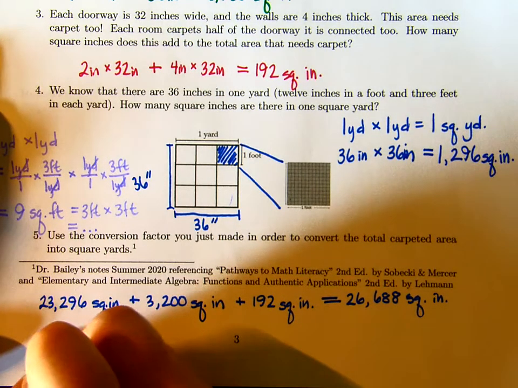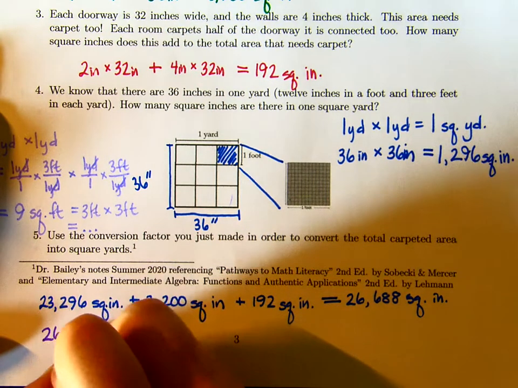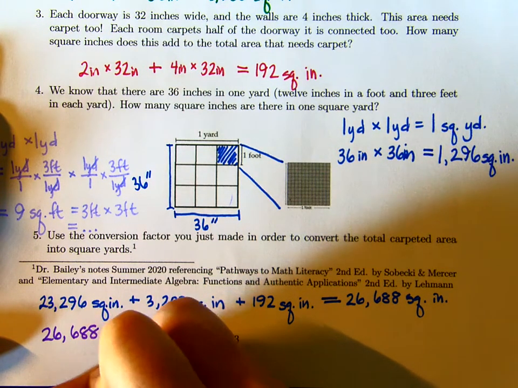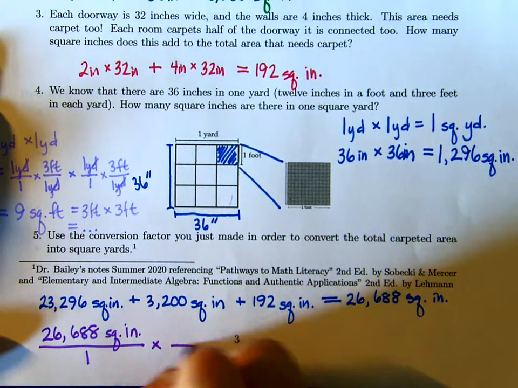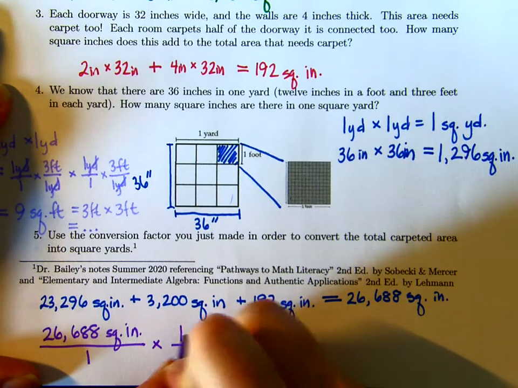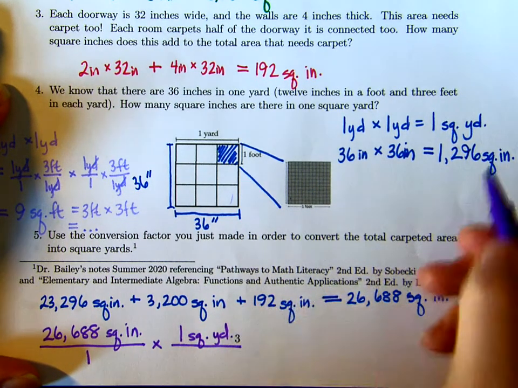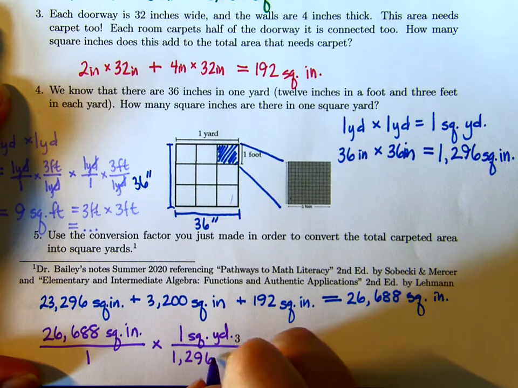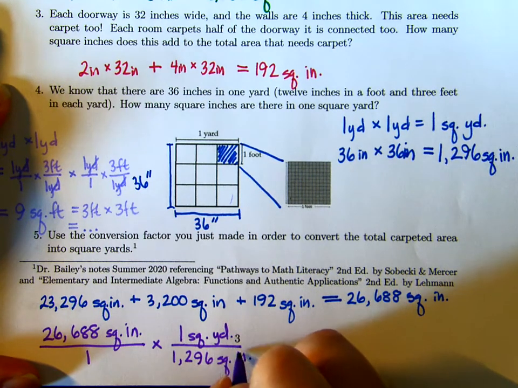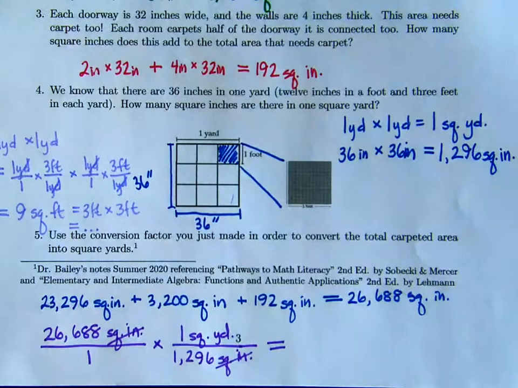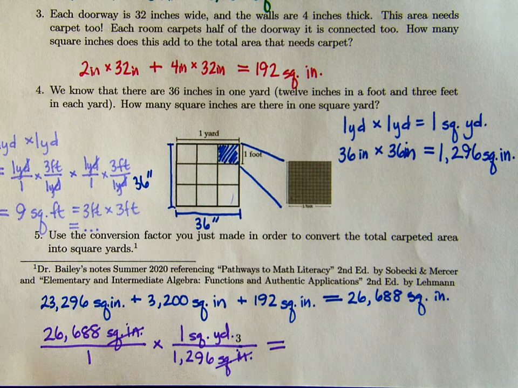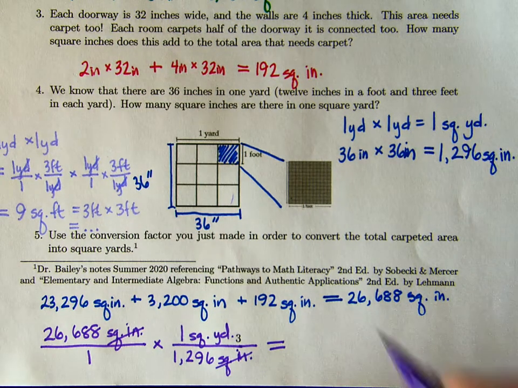This is our label, and this is our ratio. So 26,688 square inches is our whole carpet job. And our unit ratio says that each square yard is 1,296 square inches. Okay, so I'm going to go ahead and do that division, and I end up with a weird number. I'm going to have to round this.